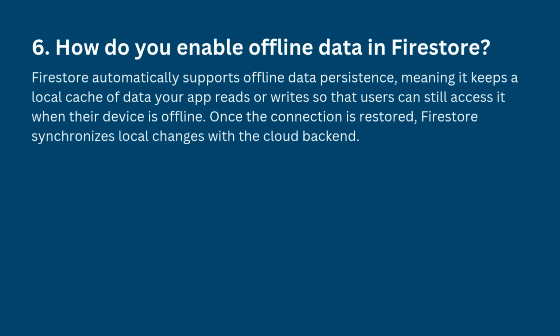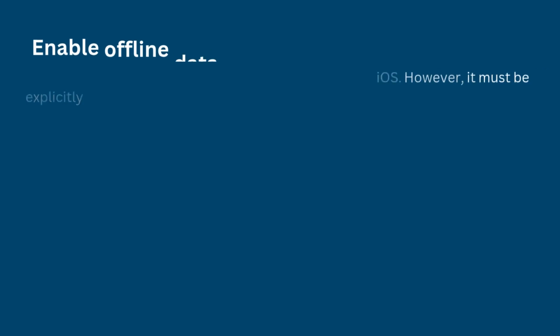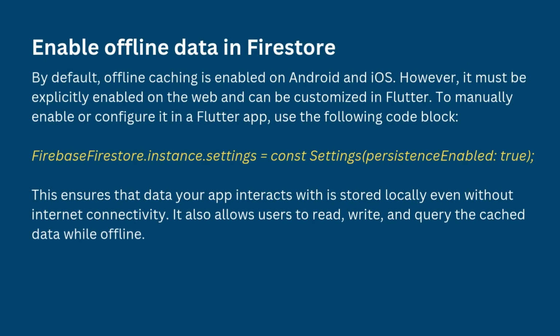How do you enable offline data in Firestore? Firestore automatically supports offline data persistence, meaning it keeps a local cache of data your app reads or writes so that users can still access it when their device is offline. Once the connection is restored, Firestore synchronizes local changes with the cloud backend. By default, offline caching is enabled on Android and iOS. However, it must be explicitly enabled on the web and can be customized in Flutter.